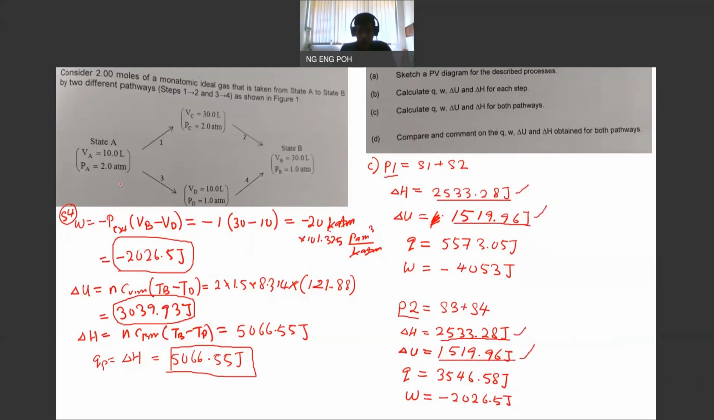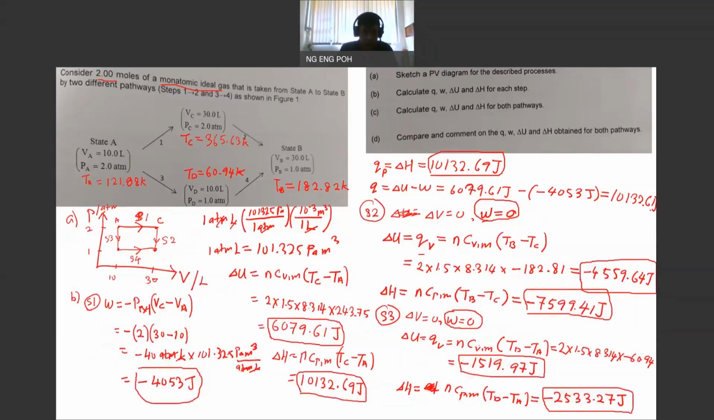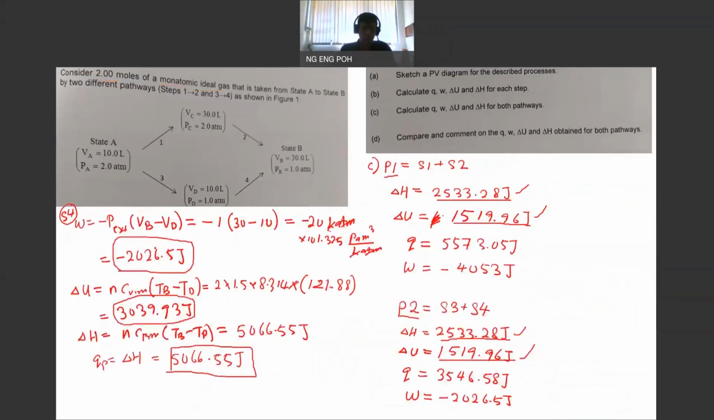When you see the graph, you still remember what we call a state function. A state function doesn't depend on the path that you take to reach the final state. So if you use this pathway to reach this state, and you use this pathway to reach this state, the final value will be the same. So this is the definition of a state function. You can see delta H and delta U have the same value.